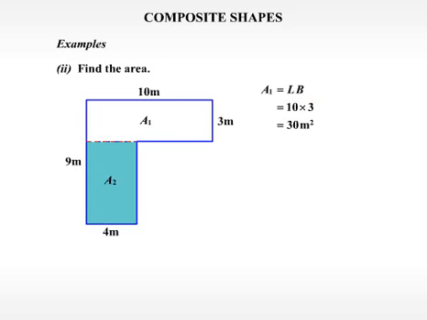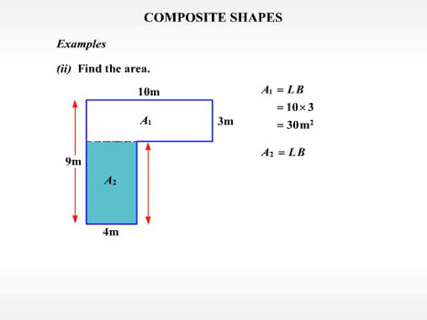Now what about Area 2? Well, it's a rectangle again, so length times breadth. This time though, we can see that the breadth is 4. What about the length? It's a little bit different from the previous one. We're not exactly told directly what that length is. We'll need to work it out. So let's just focus on that for the moment.